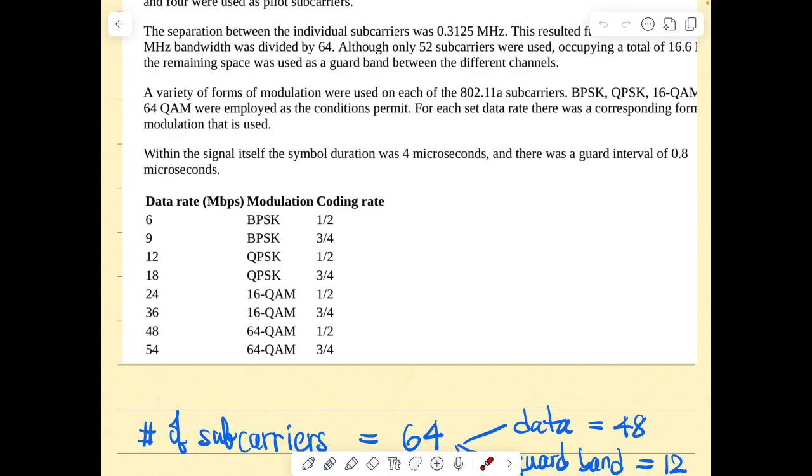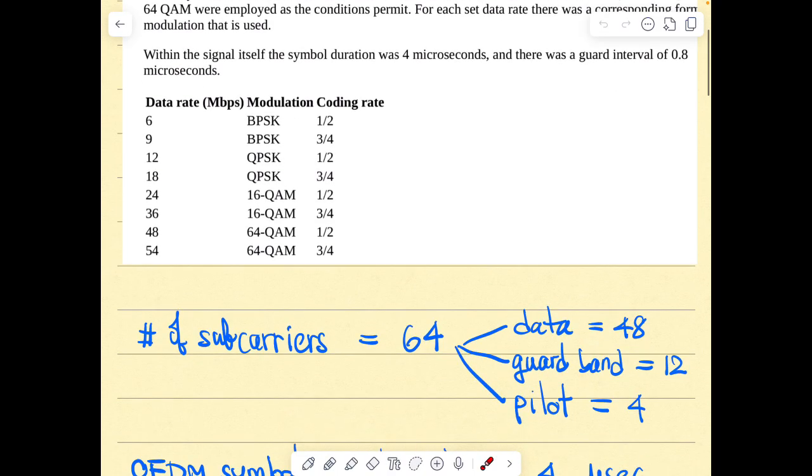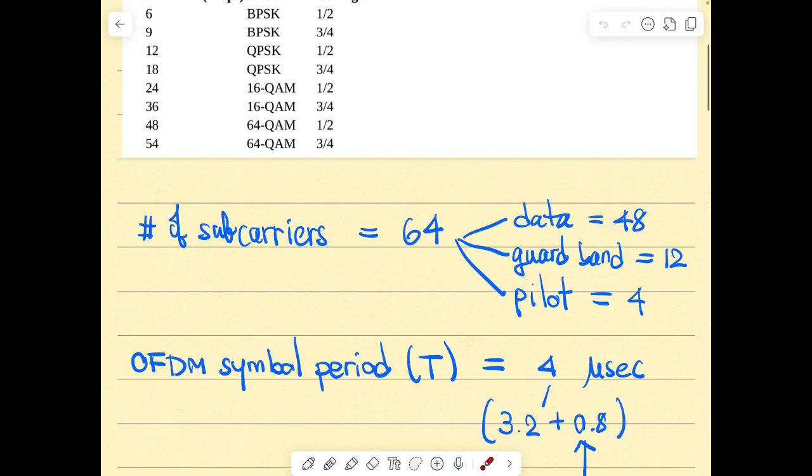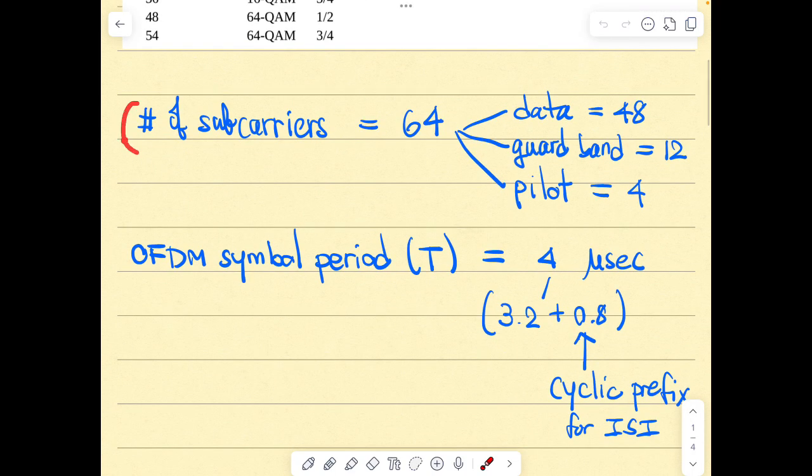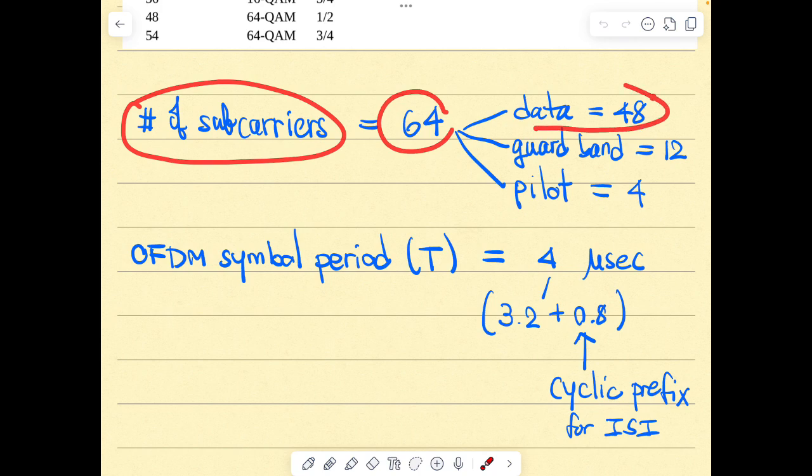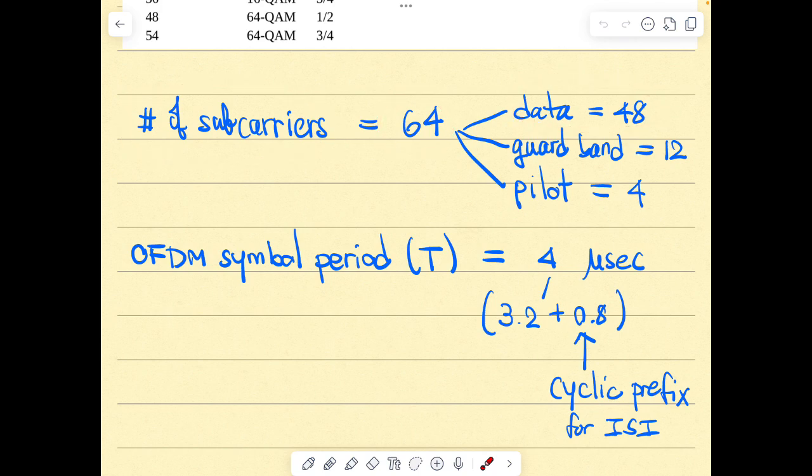If you look at how we obtain this 6 megabits per second, 54 megabits per second, and something in between, where do those data rates come from? Let's start with the number of subcarriers. Even though there are 64, only 48 are used for data, 12 are used for guard band, and 4 are pilots. Pilot subcarriers are used for channel estimation.